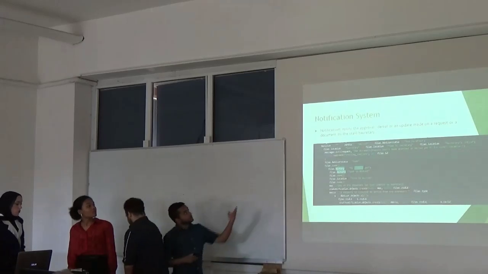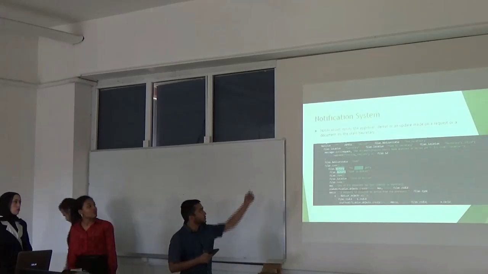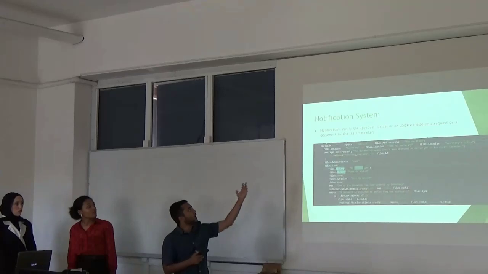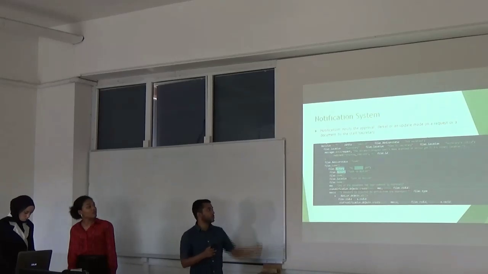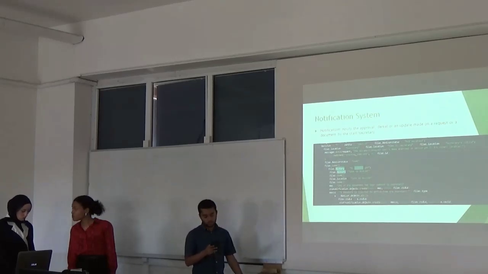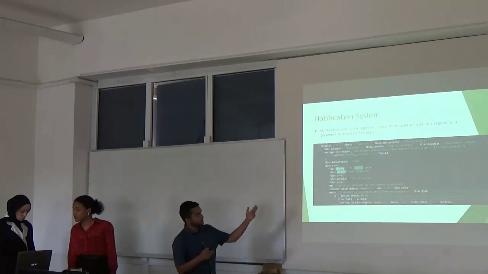Okay. So in this case, this is the code for the notification system. As you can see, the notification basically notifies the staff and secretary of the approval, denial, or update made on a request. This is the code made in Python, Django framework. Next slide, please.